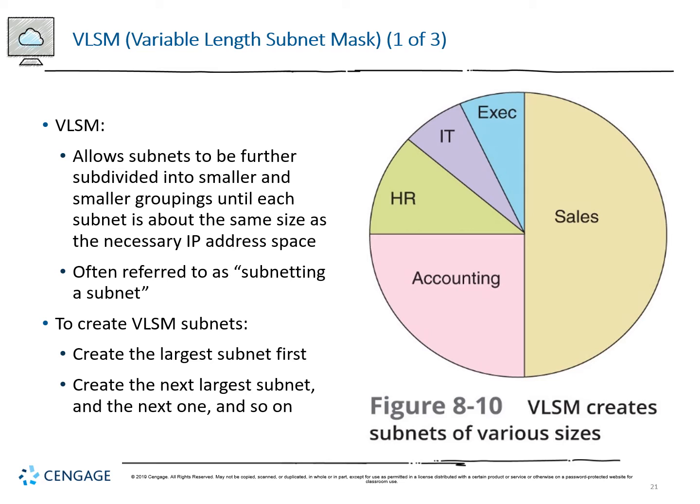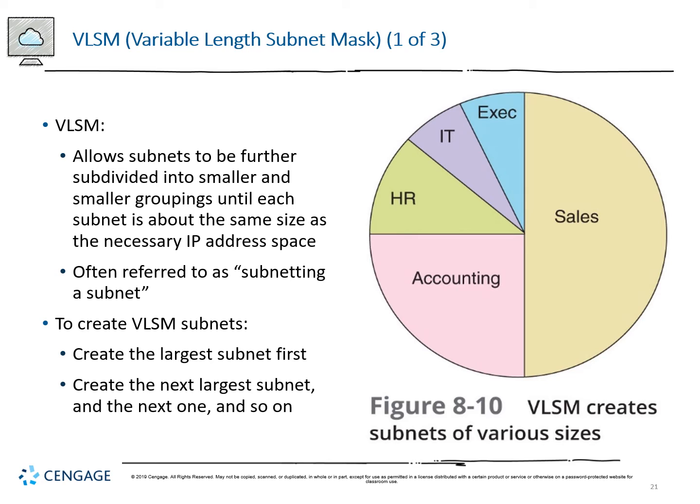Now here's where the avoidance of waste comes in. VLSM, variable length subnet masking. This allows a subnet to be broken into further smaller groupings until each subnet is about the same size as the needed space. So this is often referred to as subnetting a subnet, subdividing a division. Okay? So to create VLSM, we're going to create the largest subnet first, and then we're going to break it down into the next largest and the next largest, and so on.